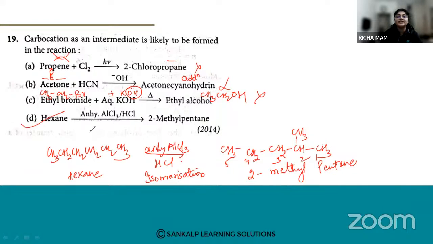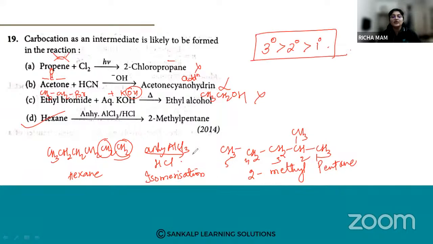When you are forming 2-methyl pentane from hexane, this reaction involves the formation of a carbocation. Either the Cl, your nucleophile, attacks here or here. By seeing the stability, which carbocation is more stable? When we see the carbocation stability, tertiary is more stable than secondary, and then primary. So this is the stability of the carbocation. Your secondary will be more stable, so your answer is the third one.